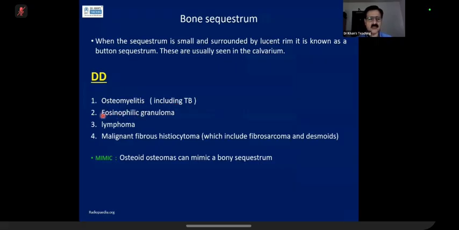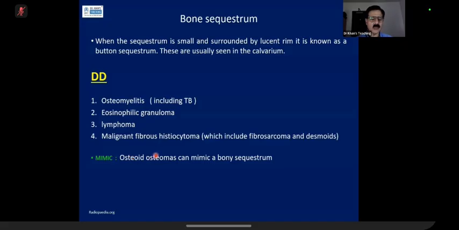LCH, this is a very important exam case. LCH, eosinophilic granuloma, I'll show you. And lymphoma can also have sequestrum. Malignant fibrous histiocytoma is such a rare tumor that nobody will show you, but they will grill you. Particularly, this has come in the exam quite a few times, this eosinophilic granuloma.